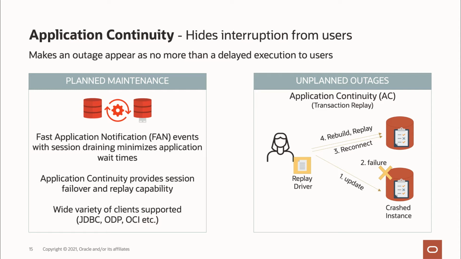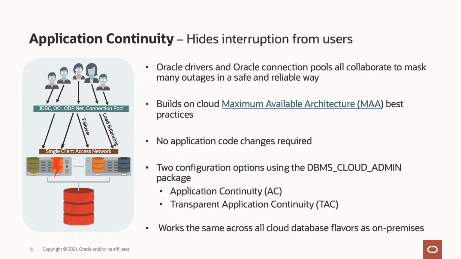By replaying in-flight work, the application can usually continue executing without knowing that a failure even happened. And this is a crucial part of high availability for applications connecting to the database. So application continuity is inbuilt in autonomous database and is built over maximum availability architecture best practices, MAA best practices, which is Oracle's best practices blueprint for high availability technologies. The great thing about application continuity is while it requires some configuration in the database, which is fairly simplistic, it requires no code changes on your application's end.